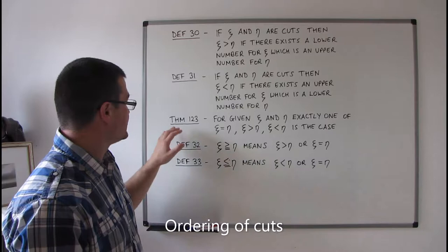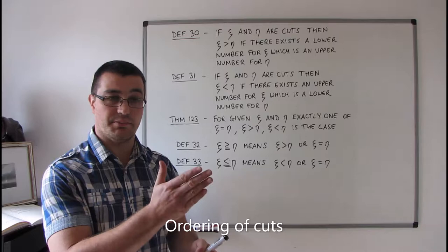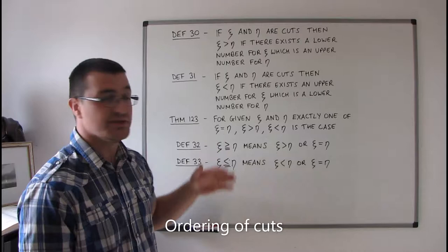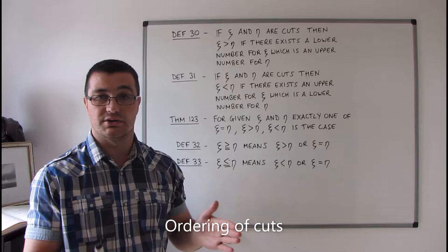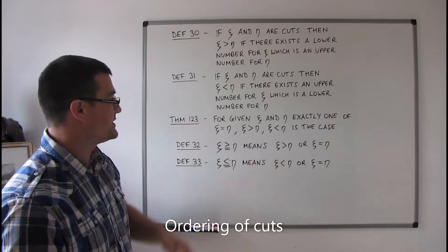Theorem 123 shows that all cuts can be compared, and that a given cut lies in a definite position relative to every other cut. So there's no kind of cuts that can't be compared. Any two unequal cuts, you can always decide which is the greater and which is the lesser, or you can decide if they're actually equal to each other. I wasn't actually going to do it, but I'm going to go through the proof of this. It's pretty straightforward to do.